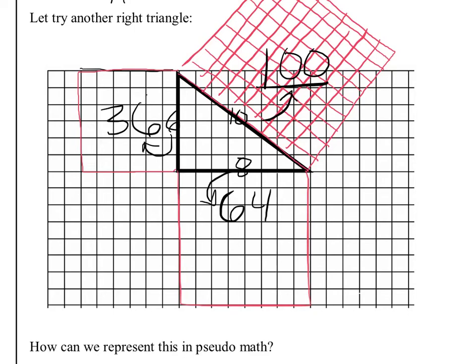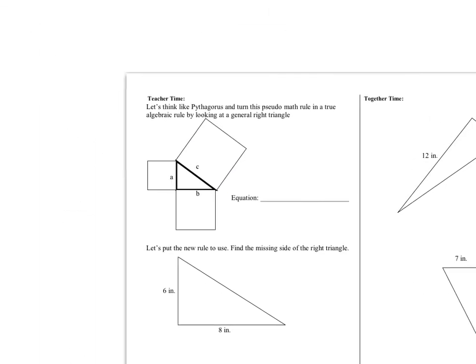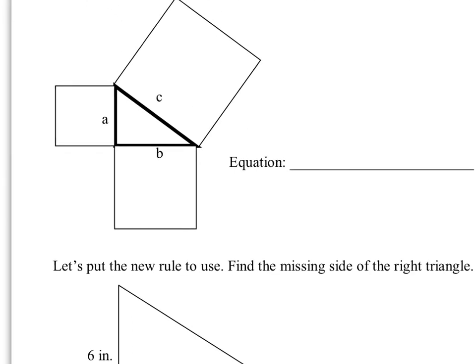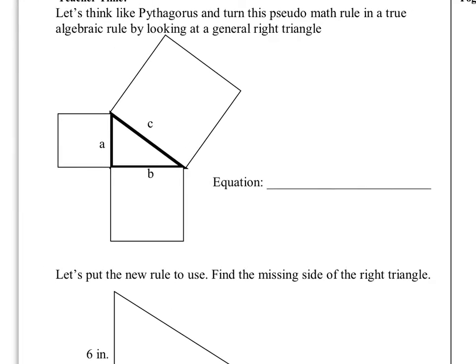So what Pythagoras then did, he took his pseudo-math equation, and he said, let's make this really general. To make it really general, he wrote this very basic problem. He says, I have a triangle that has 3 sides. It is a right triangle. I'm just going to call one side A, one side B, and the hypotenuse I'm going to call C. So his 2 legs are A and B, and his hypotenuse is C.